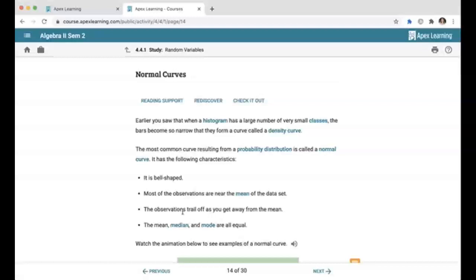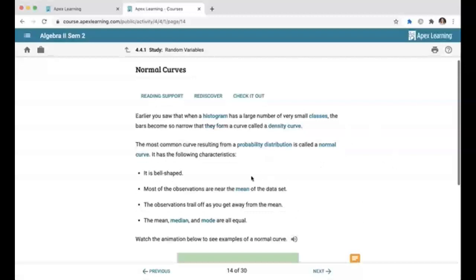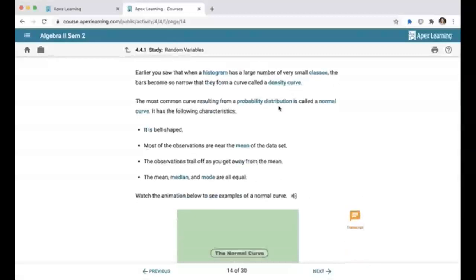All right, so what happened when we looked at the histogram with a really large number of classes? It gave us that density curve. It smoothed out and gave us that density curve. And most curves resulting from a probability distribution have this shape, and we call it a normal curve.